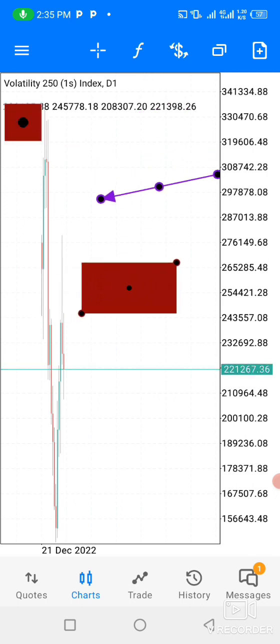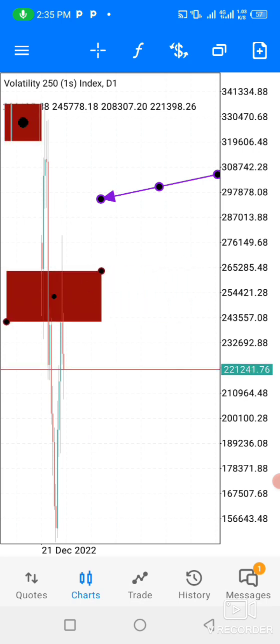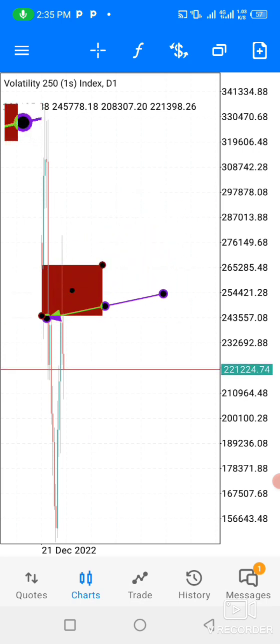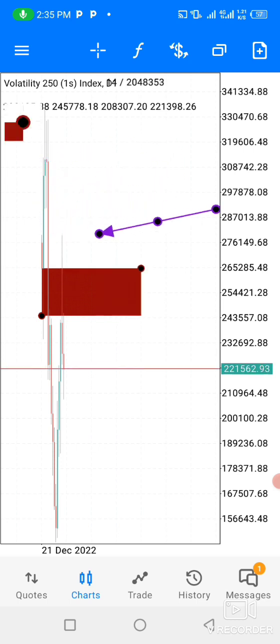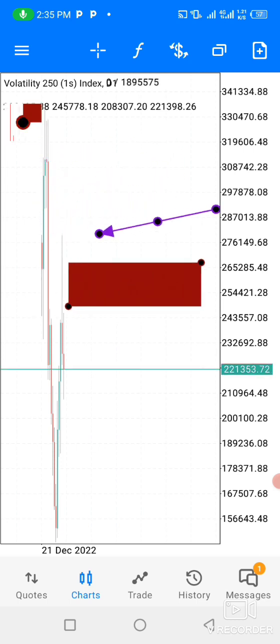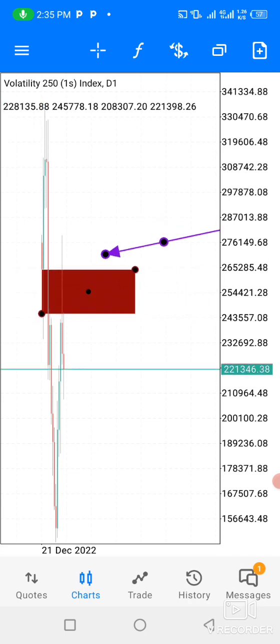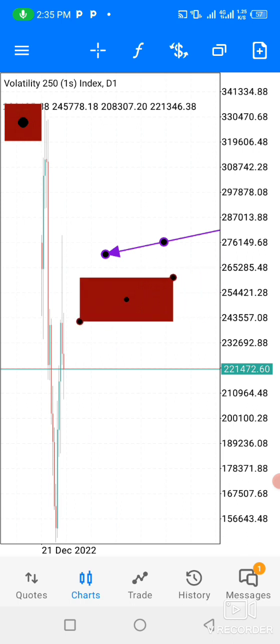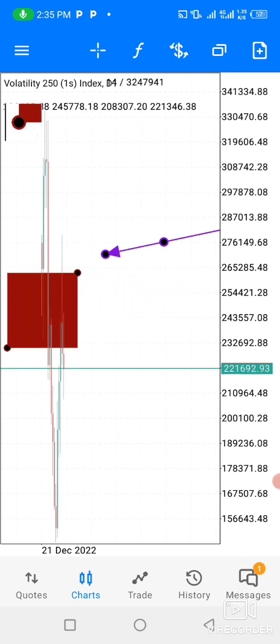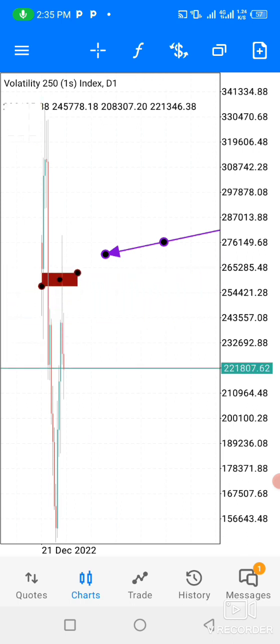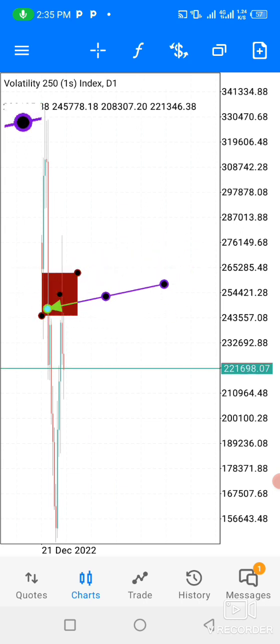You see how impulsively this market actually breaks after some small ranges or distribution. If you check well, there were weak rejections here, there were weak rejections here, and then we see a retest and then an impulsive move.